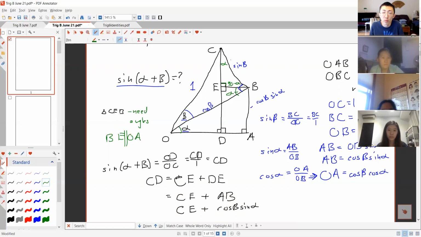Okay, so then what would be the length of CE now? Can I relate the length of CE to a length we already know? Right, look at triangle CEB.